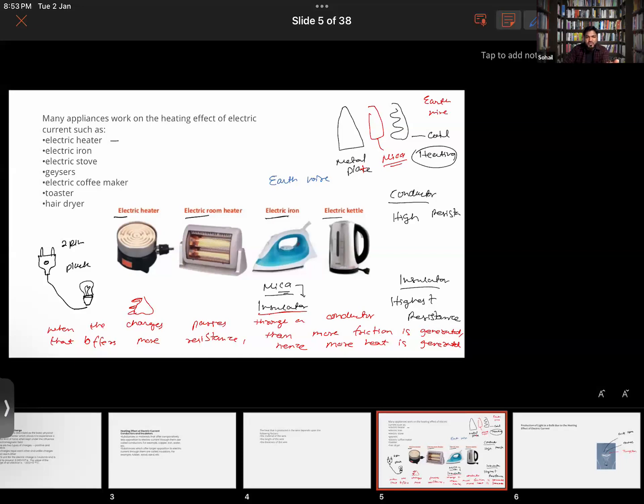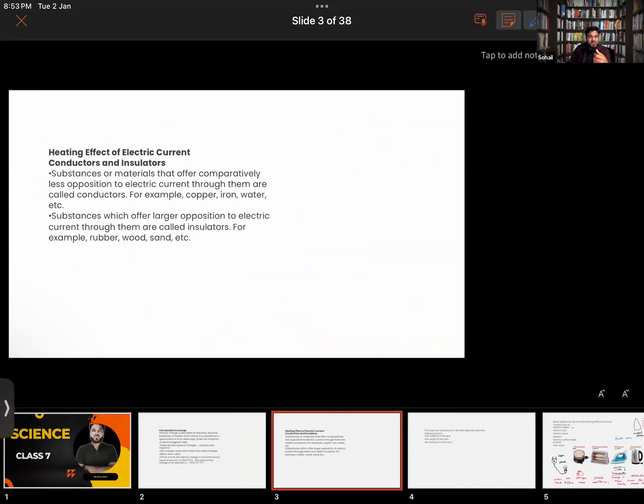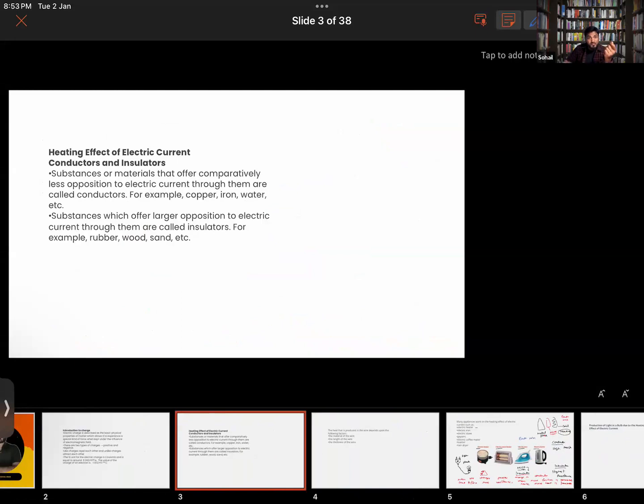Any other questions? No, sir. Also, when we talk about conductors and insulators, our body is also a good conductor of electricity. Silver is the best conductor of electricity, but we can't replace copper wires with it, because it is very expensive.